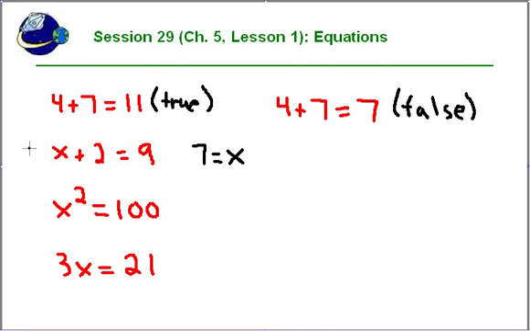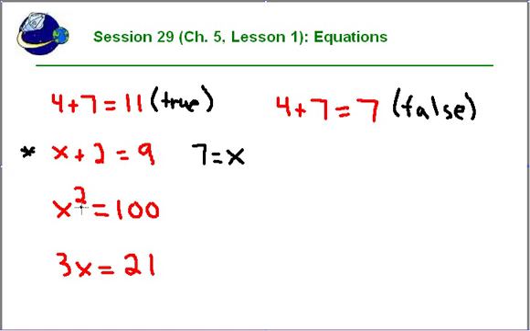So for this equation here, how many different solutions are there? Well, there's just one, and that solution is x equals 7. Well, let's take a look at our next equation. X squared equals 100. Solve it. Which value or which values for x will make this equation true?